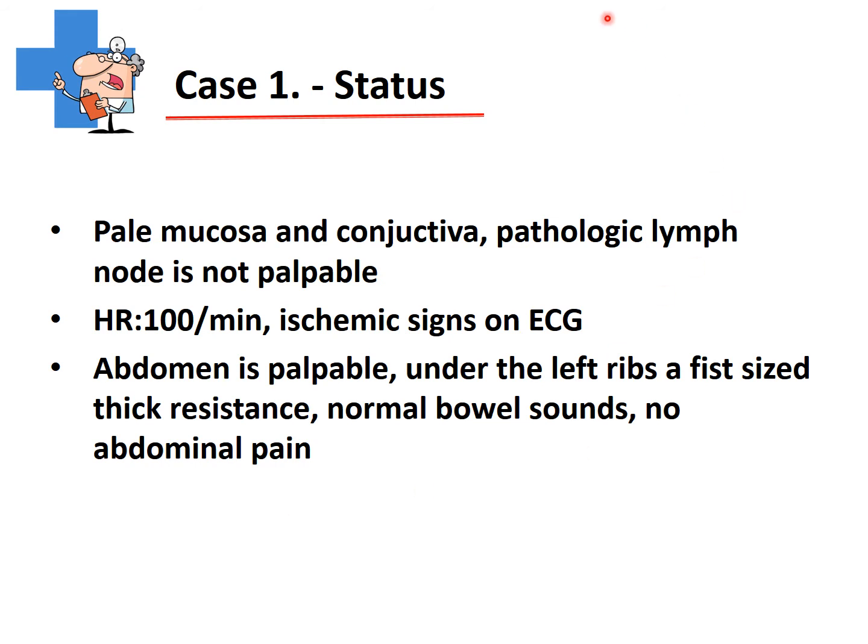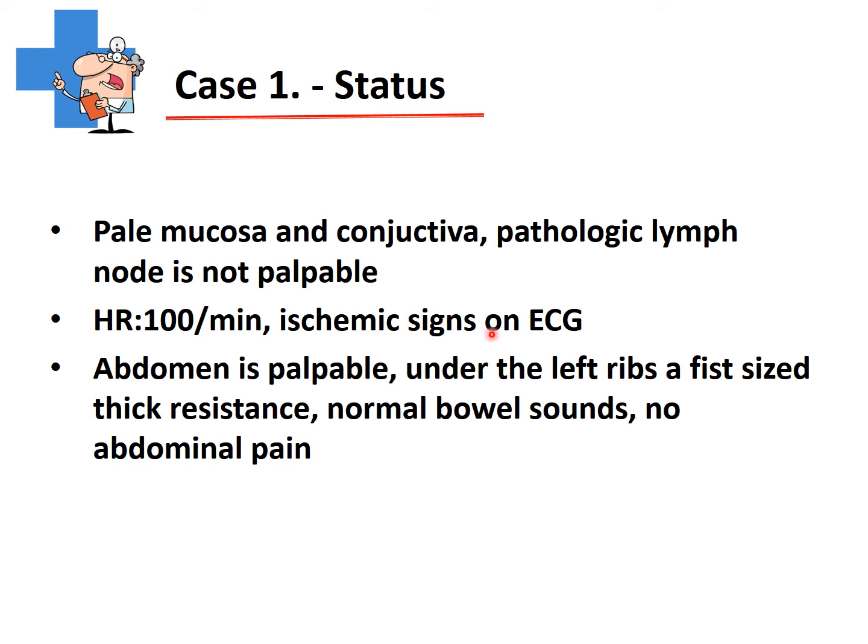When they evaluated this patient, they saw that the mucosa was pale and the conjunctiva was pale, and lymphatic nodes weren't palpable. Good. Heart rate is 100, so she had tachycardia. Usually elderly patients do have a low heart rate, usually less than 60, unless they have a problem.